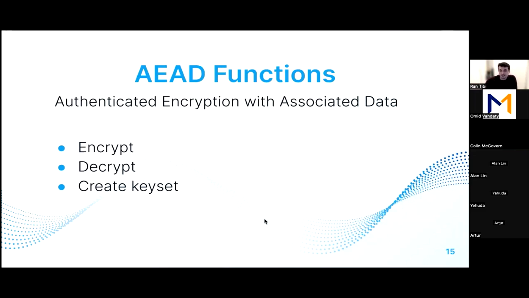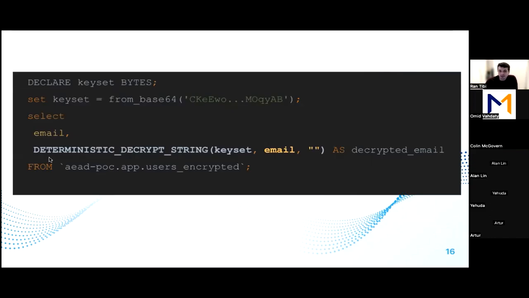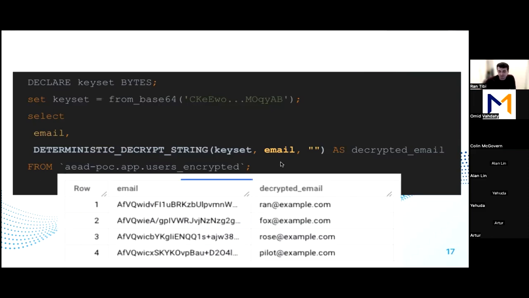AEAD functions are a list of built-in functions that are supported in BigQuery and mainly give us the capacity to encrypt data and decrypt data on demand at query time, and also support creating keys in a straightforward and very simple way. Let's see how it looks. So we have a function, deterministic decrypt string. This function gets three parameters: keyset, which is the encryption key, email, which is the encrypted field, and associated data that we won't cover during this talk because it makes things much more complex. So in this case, BigQuery will use the encryption key in order to decrypt the email and return it decrypted at query time, exactly like we wanted.